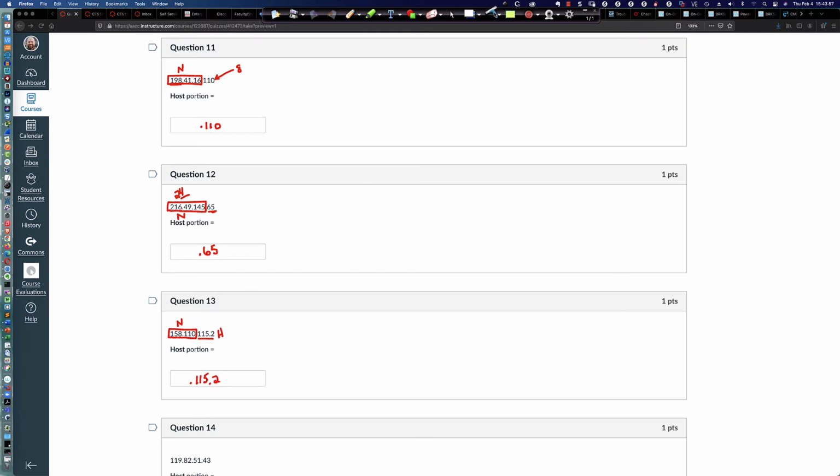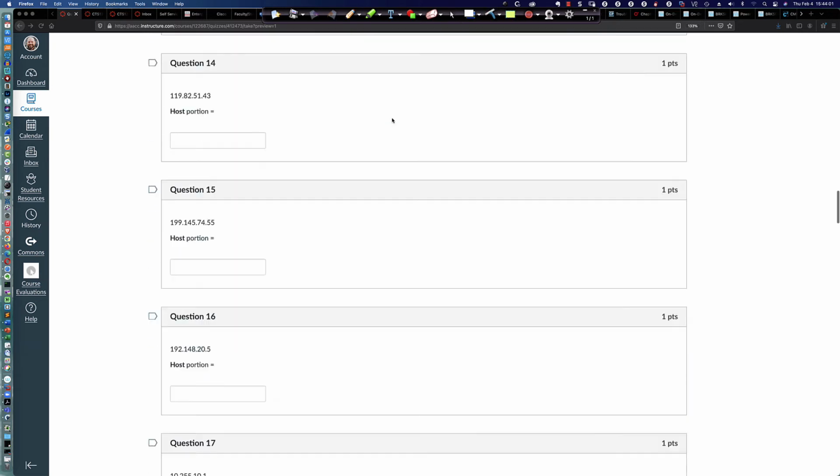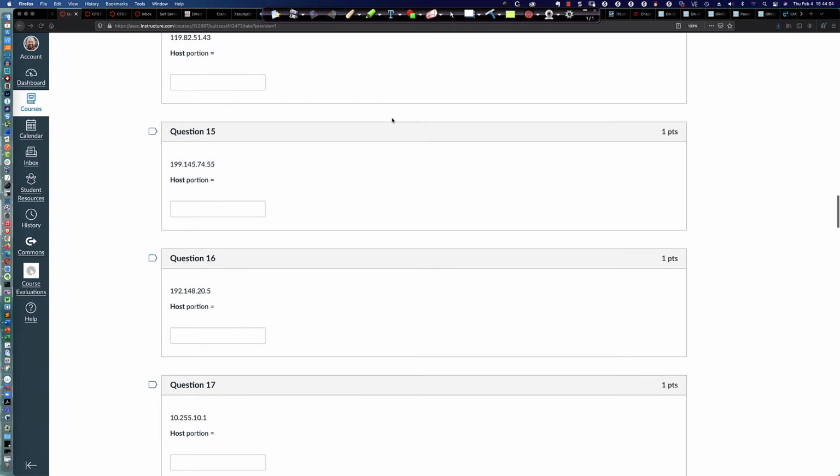So let's clear the screen here. And let's scroll down to question number 14. Let's see if we can get 14 and all the way down to 17 in the same frame. So 119, if we think about that, remember we said that the Class B starts at 128. So when I look at this, I can clearly see that this is going to be a Class A address.